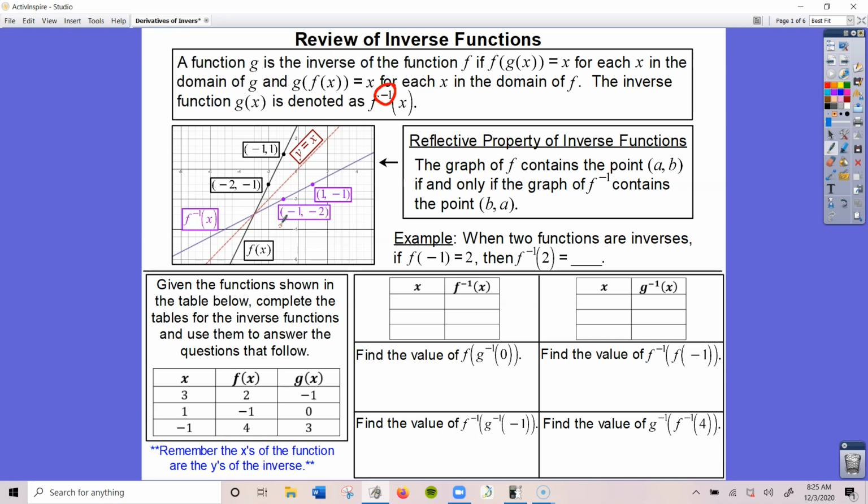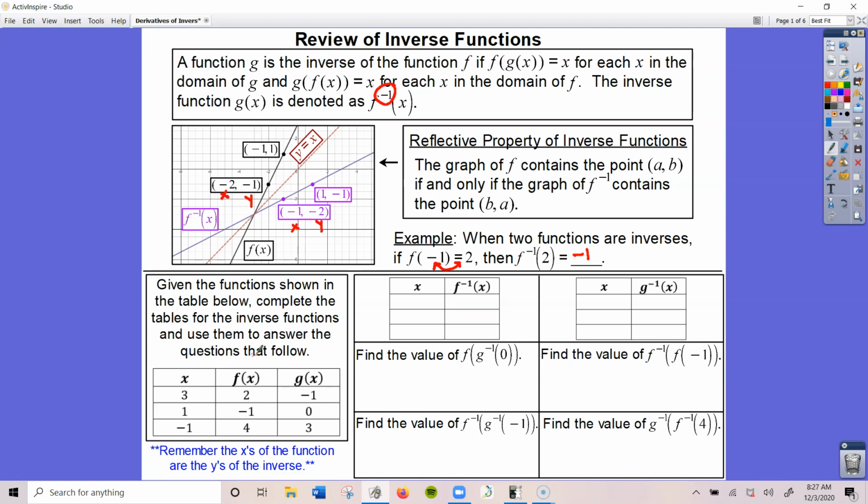Another property of inverse functions is that if you were to have your function and the inverse, they would be a reflection along the line y equals x. And you can see here what I was talking about. The x of the function is the y of the inverse, and the y of the function is the x of the inverse, and so on. So just to reiterate, when two functions are inverses, if f of -1 is equal to 2, then f inverse of 2 would equal -1. And that's because these two just switch.